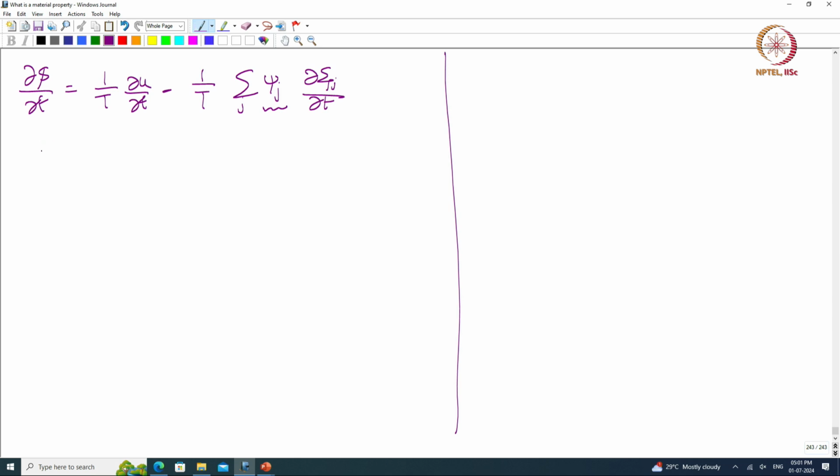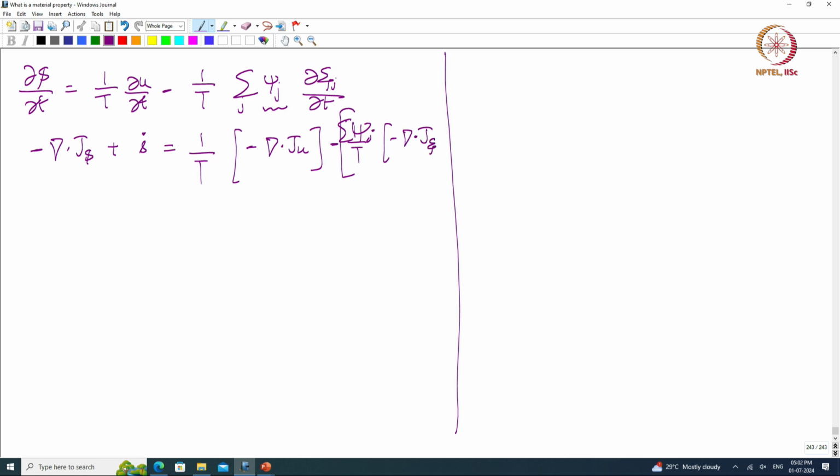if this is the equation, I am just going to write this as minus del dot Js plus S dot, okay, equal to 1 by T, and I am going to just write this as minus del dot Ju, okay, minus 1 by T, and I can take 1 by T inside sigma j, and this will be minus del dot j epsilon j, this is sigma over j. Okay.